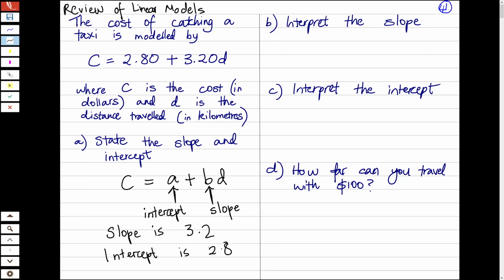Okay. But where does the B come from? This B? Yeah. Okay, this B is just a symbol to represent the number written in front of the D. Oh, right. Okay? So when you did y equals mx plus c in year 10, m was the gradient.